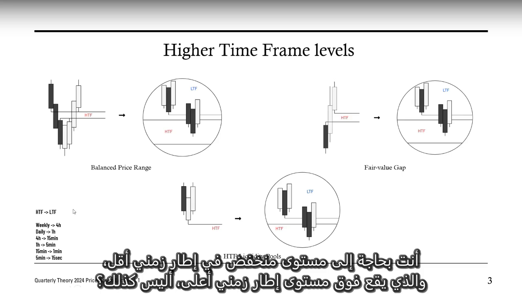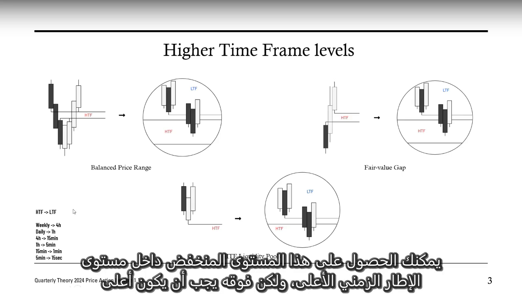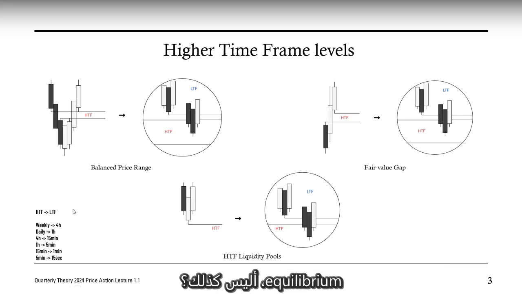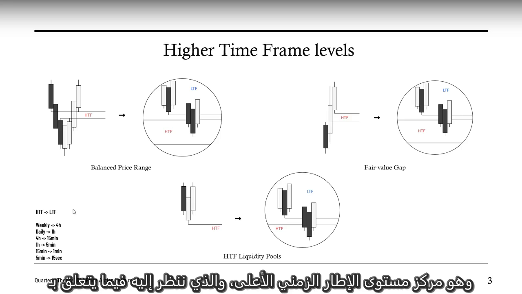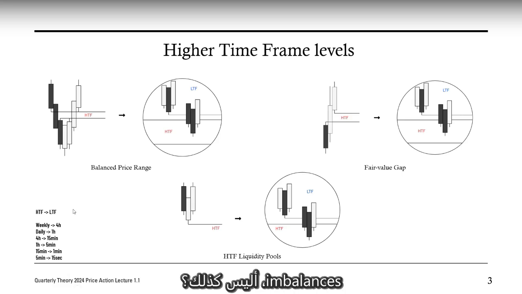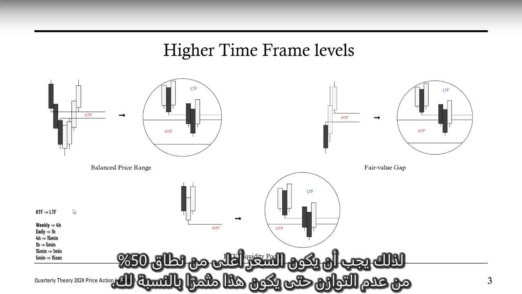You need a lower time frame low, which is located above a higher time frame level, right? You can have the low inside of the higher time frame level, but it must be above equilibrium, right? Which is the center of the higher time frame level, which we are looking at in regards to imbalances, right? So price must be above the 50% range of the imbalance for this to actually be fruitful to you.